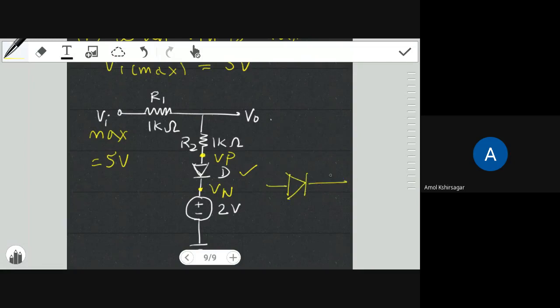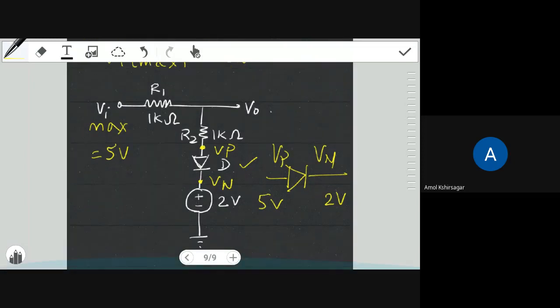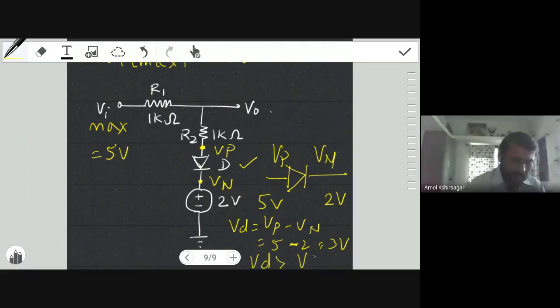So if I draw separately over here, this is Vp and this is Vn. So Vp is coming out to be 5 volt and this Vn is coming out to be 2 volt. So what I can do is find out the voltage across the diode, Vd, which is equal to Vp minus Vn, that is equal to 5 minus 2 is equal to 3 volt. Okay. So this Vd is greater than V cut-in, that is 0.7. So diode will be in on condition.